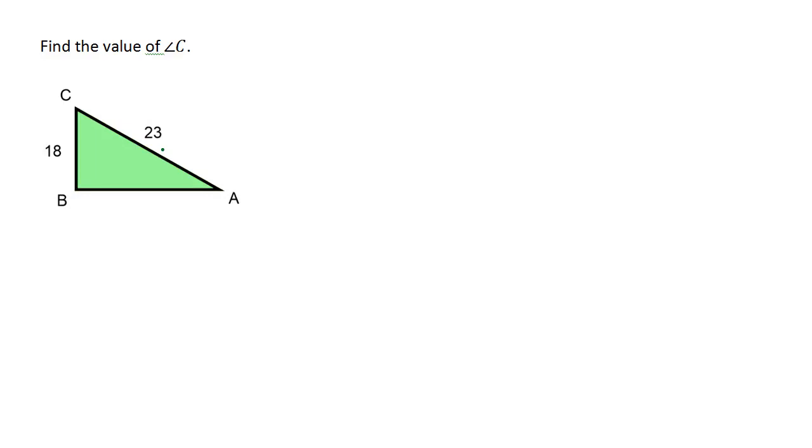In this question, we're asked to find the value of angle C. Now, from the perspective of angle C, which is right here, we don't know anything about the opposite. We know that the adjacent is 18, and we know the hypotenuse is 23. So since we have information on adjacent and hypotenuse, we're going to use our cosine ratio. So cosine of angle C is equal to adjacent over hypotenuse.